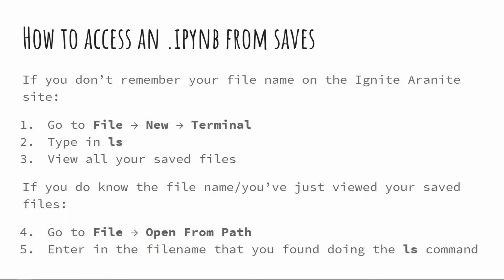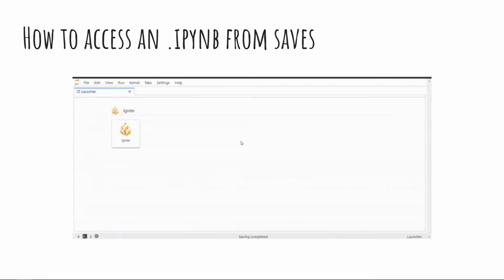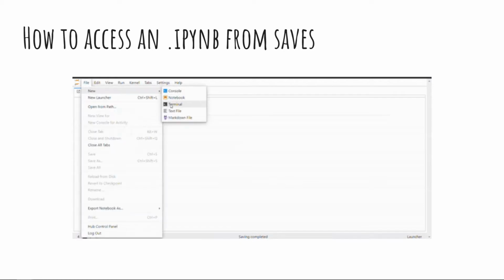If you have saved a notebook but you don't remember the file name, you can find it, but unfortunately at the moment it's a little bit complicated. You will need to go to File, New, Terminal, type in ls, and it will show you all of your saved files. Once you know the file name, you can go File, Open from Path, and enter the file name that you found. Again, I think we have a GIF demonstrating that, but it is again distressingly low res.